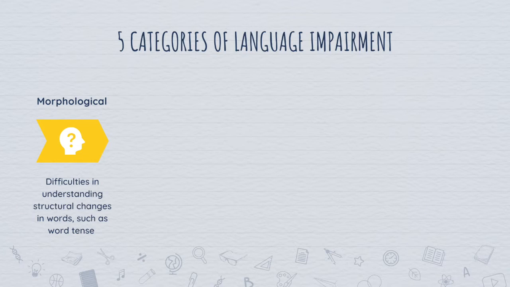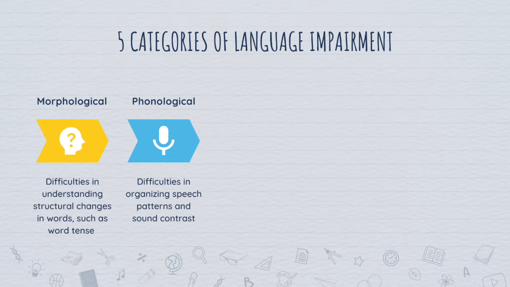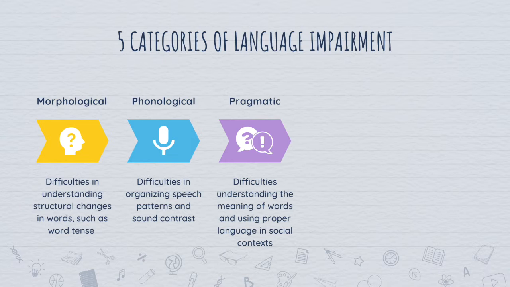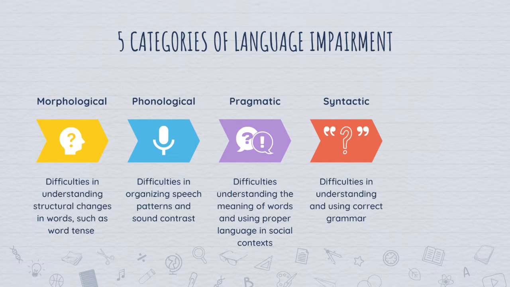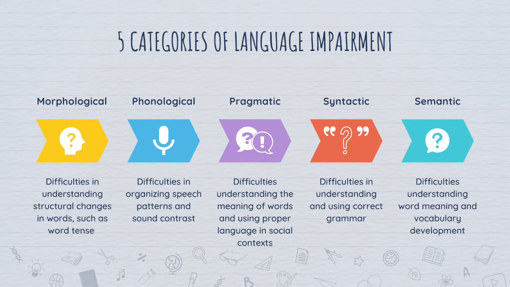There are five categories of language impairment. You have morphological, which involves difficulties in understanding structural changes in words, such as word tense, or phonological, which is difficulties in organizing speech patterns and sound contrasts. Pragmatic involves difficulties with understanding the meanings of words and using proper language in social contexts. Syntactic, which is difficulties understanding and using correct grammar. And finally, semantic involves difficulties understanding word meaning and vocabulary development.